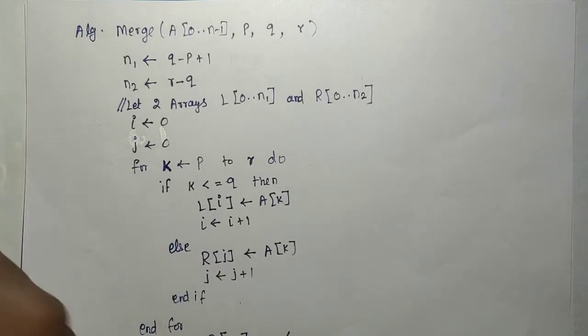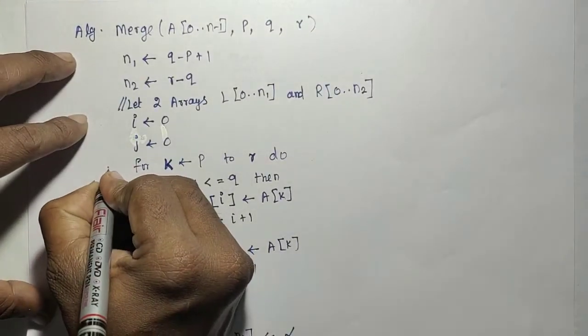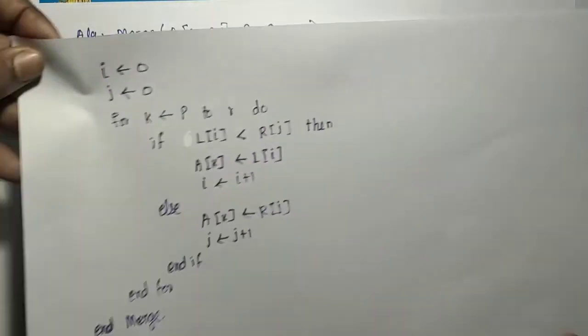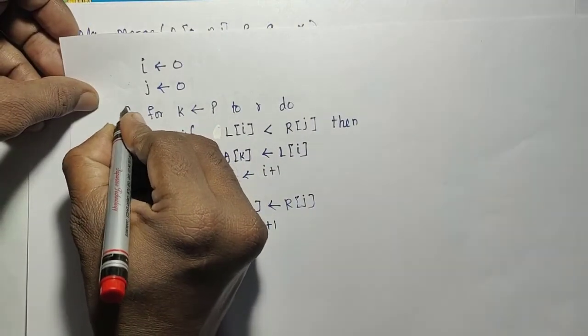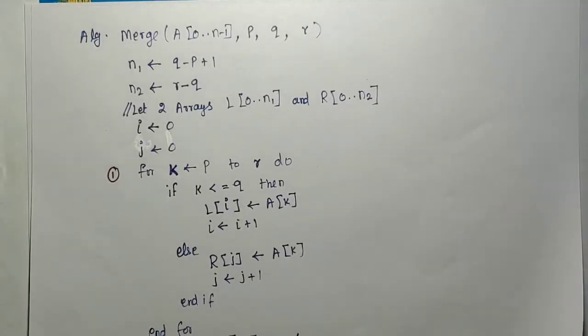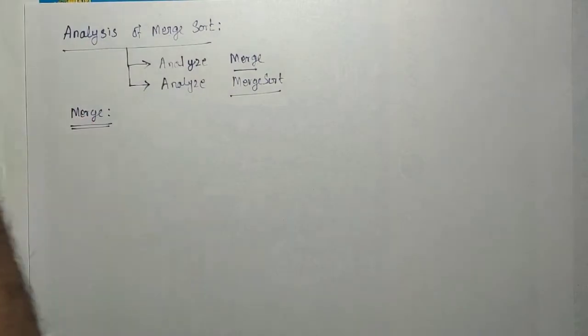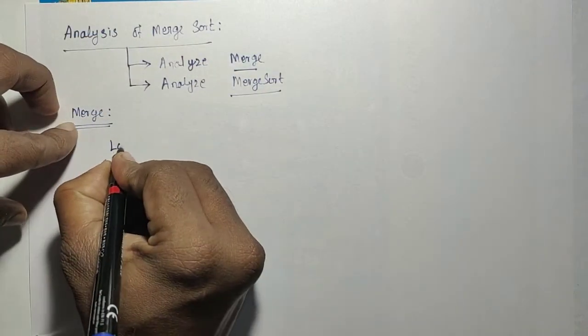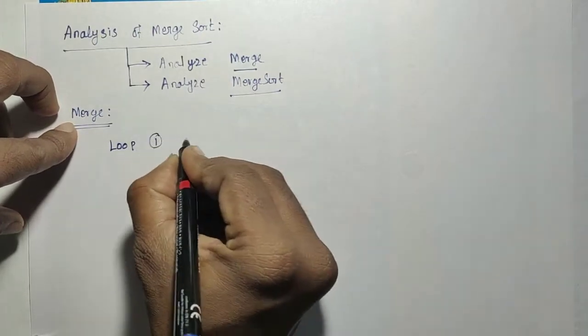So the main statements in the merge algorithm are these two for loops. Let us consider this as for loop 1. This is an active operation 1, and the second for loop is active operation 2. Loop 1 and then loop 2. So when you find the complexity of this algorithm, I need to consider these two for loops. Okay. So loop 1 complexity.